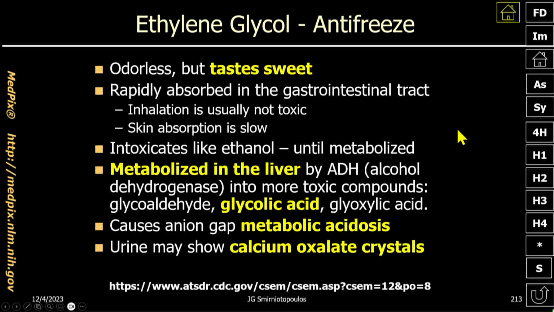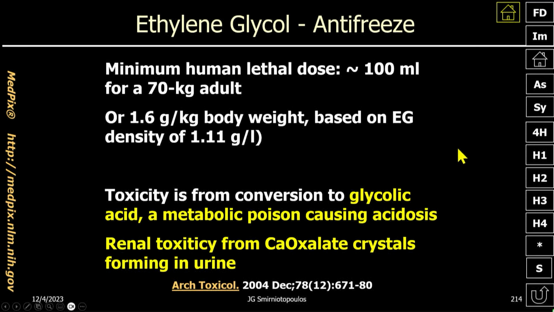It's metabolized in the liver. It gives the patient a metabolic acidosis. And this was the trick from medical school. They get calcium oxalate crystals in their urine. So if they did something really novel, like a urinalysis, it's possible that somebody would see crystals in the ER.